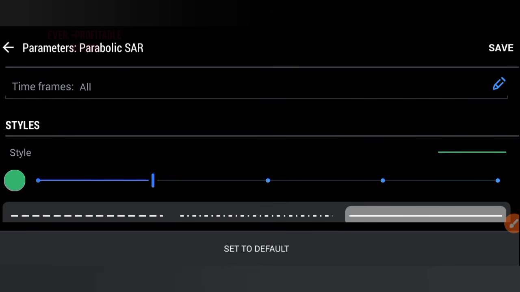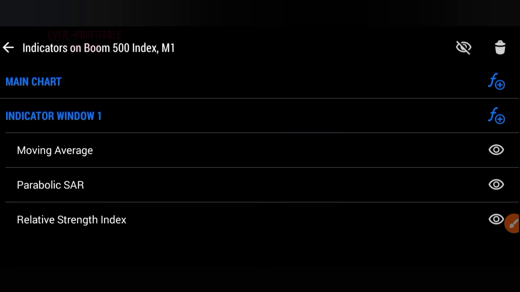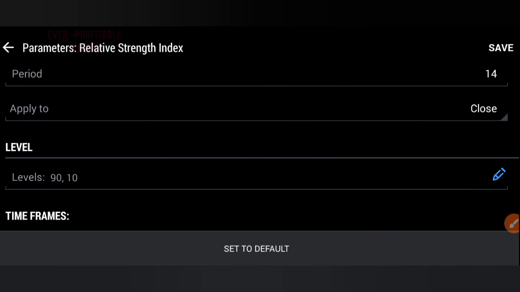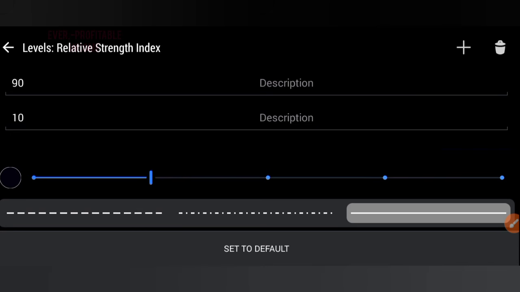You can change the color if you want to any color of your choice, and then you click on save. And then we have the RSI. The RSI is period 14, apply to close. The levels, we have level 90 and level 10. Can you see that?